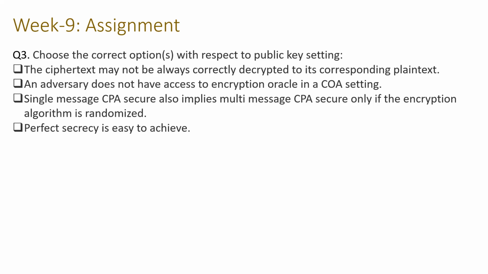When proceeding to the CPA security setting, then we give the adversary the encryption oracle in the case of symmetric key cryptography. But in public key cryptography, whenever we are talking about COA security, that implies CPA security, because the adversary already has implicit encryption oracle access.